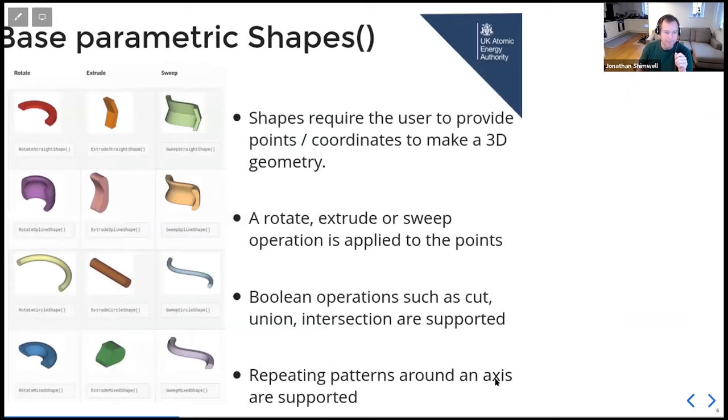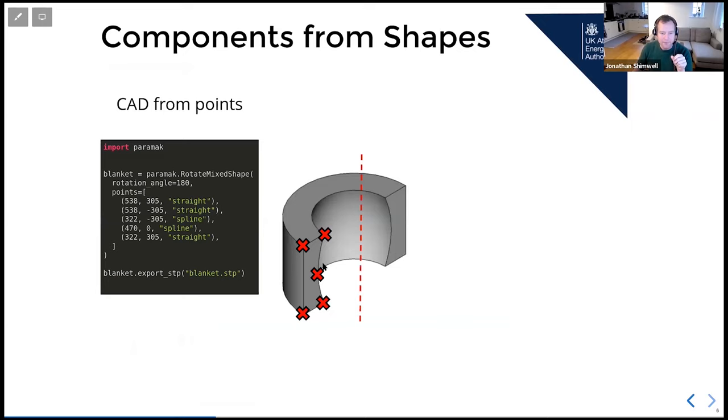Here's a really simple, let's call it a blanket shape, where we've got five coordinates, and they're connected with straight lines or splines. So this is the XY position of these coordinates, and this is the connectivity to the next point. And this is the Paramak in its most primitive form, making a blanket-like object.